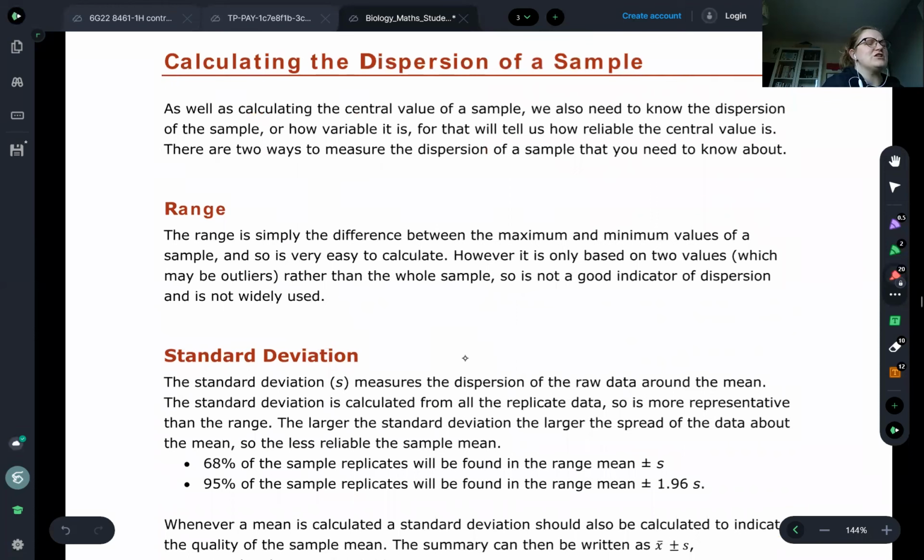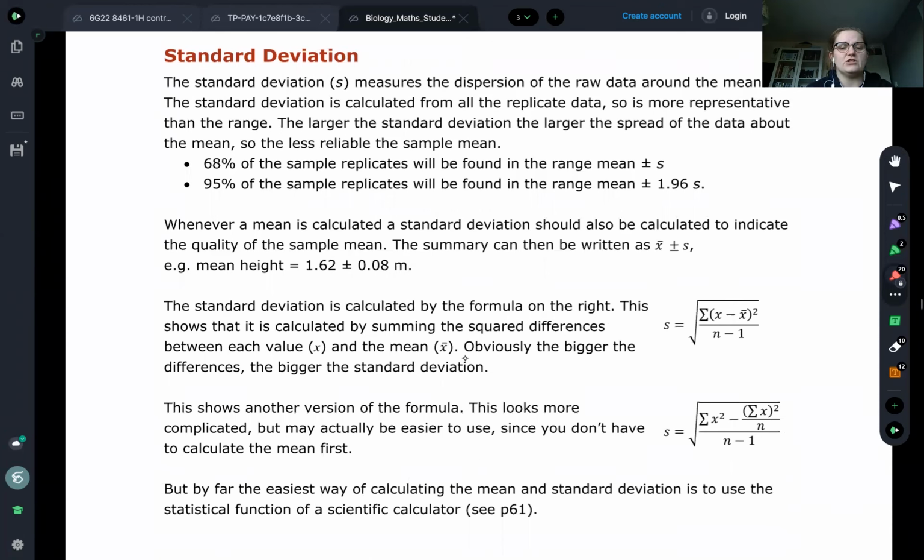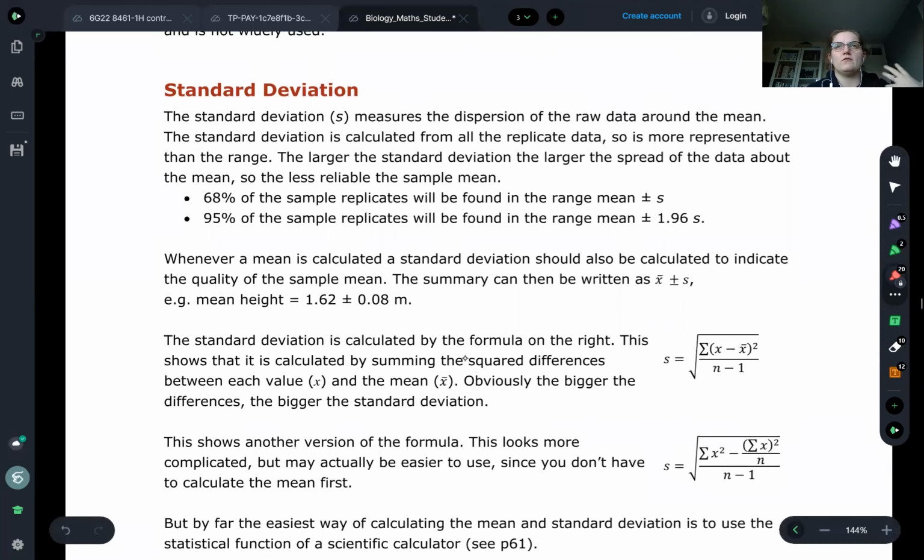Dispersion of a sample. This is actually quite important. Again, I know you'll know how to calculate range, but dispersion of a sample does come up a lot, when we're talking about things like species richness and species abundance. Range, as you know, is just the difference between your maximum and minimum values. Nice and simple. Standard deviation does get used quite a lot. I'm just going to give you a quick rundown of what standard deviation is.